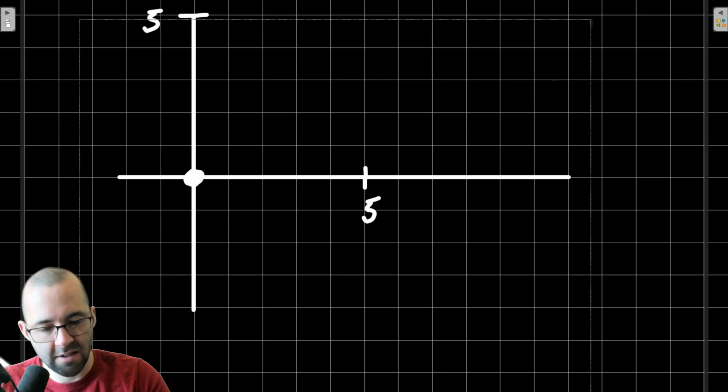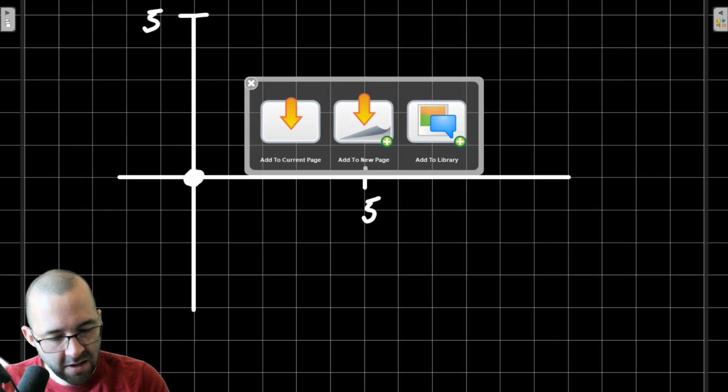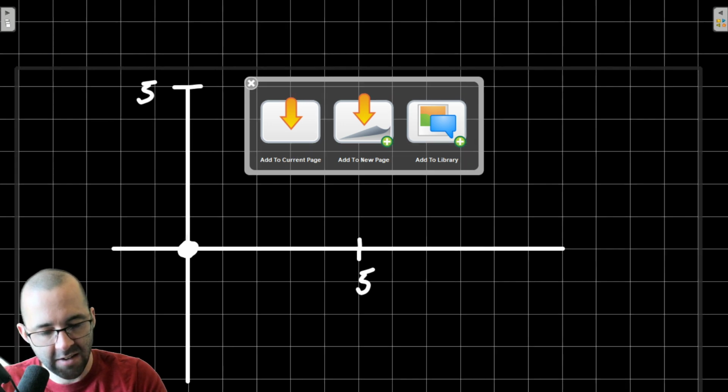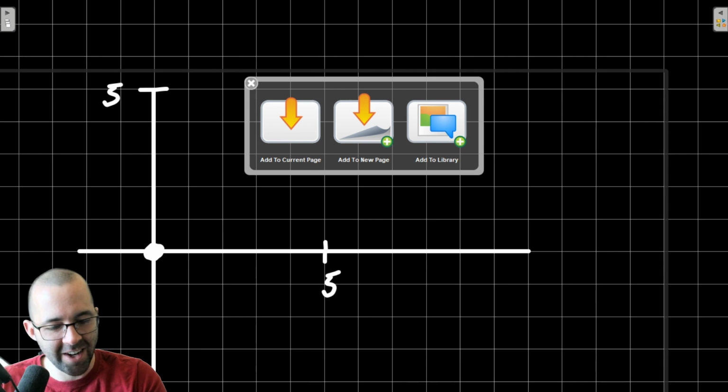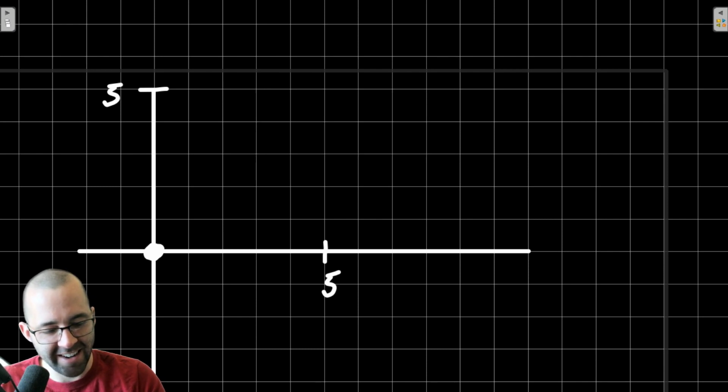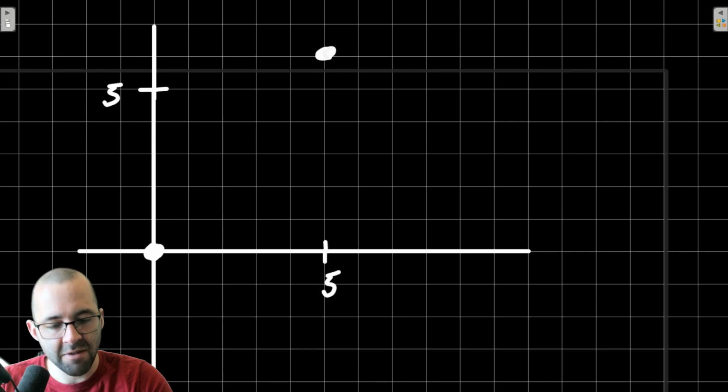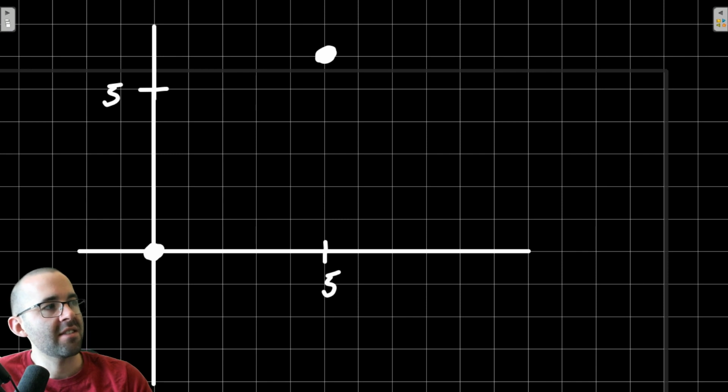All right, let's see if I can do this. No, I can't. I tried. Oh, whoa! How about that? All right, so the point (5, 6) is also on the graph. X is 5, Y is 6.